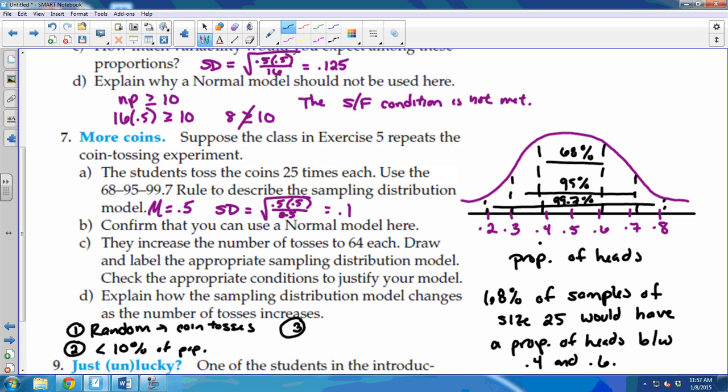10 successes, 10 failures. So np has to be greater than or equal to 10, and nq has to be greater than or equal to 10. Luckily, we're doing coin tosses, so both of those are going to be the same. So you have 25 times 0.5, which is 12.5. So 12.5 is greater than or equal to 10. Success/failure condition is met. So all of our conditions are met this time. Everyone good so far?